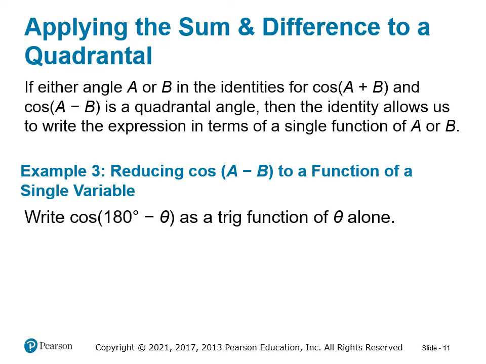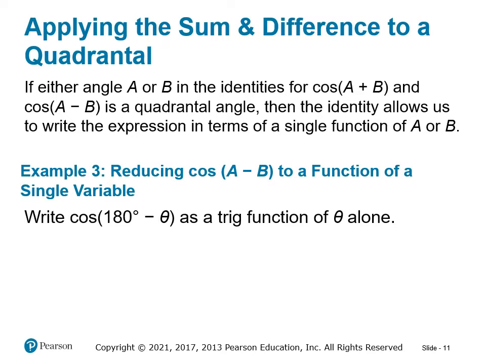Applying the sum and difference to a quadrantal. It's interesting that if either angle A or B in the identities for cosine A plus B and cosine A minus B is a quadrantal, then the identity allows us to write the expression in terms of a single function of A or B.